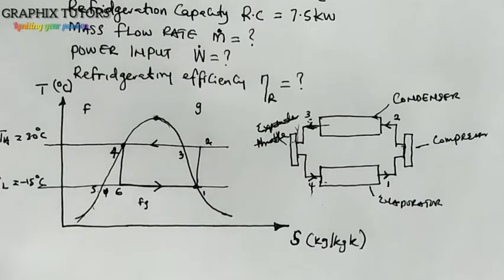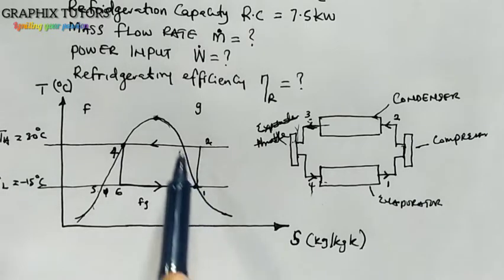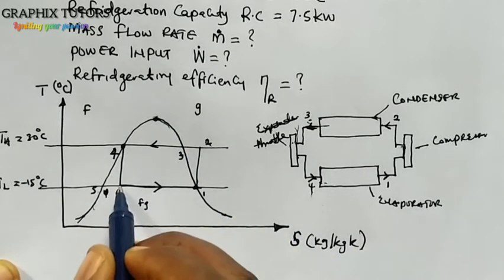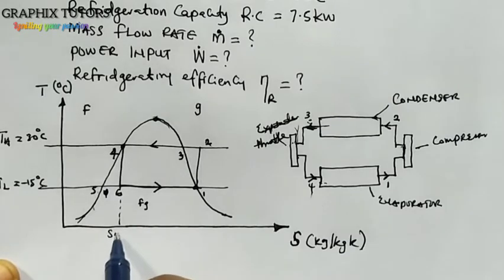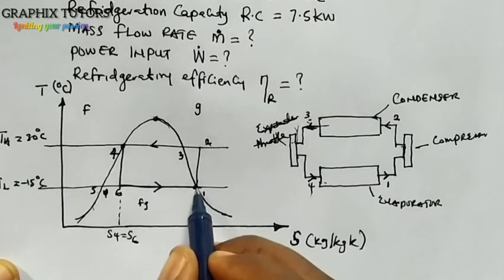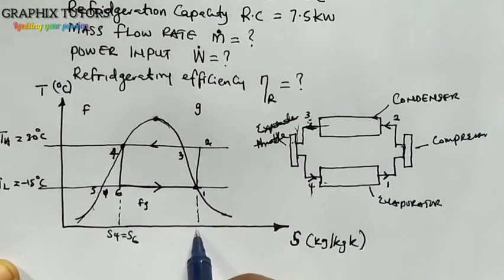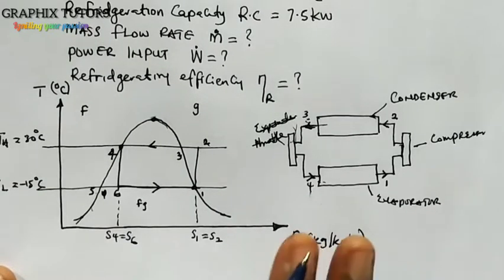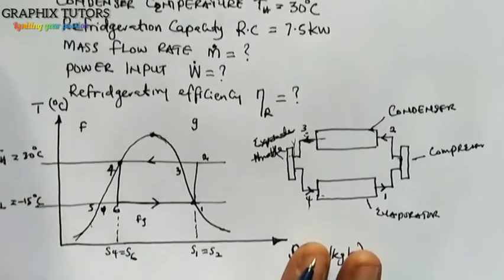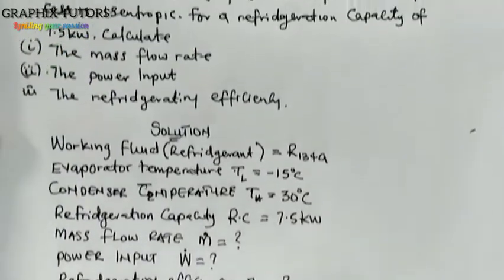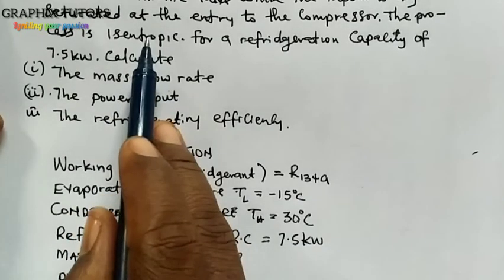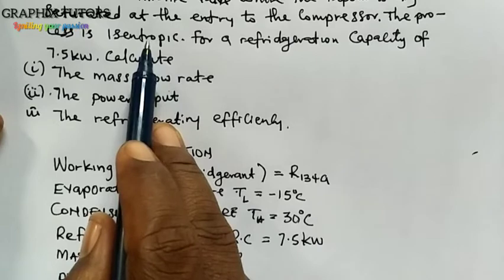So let's move forward now. We need to write the values. So what should we look for first? At this point here, we say S4 is equal to S6. At this point here, we say S1 is equal to S2. Now we move forward. From this spot, we are told to calculate what? The mass flow rate. When they say isentropic, that means it is a reversible adiabatic system.